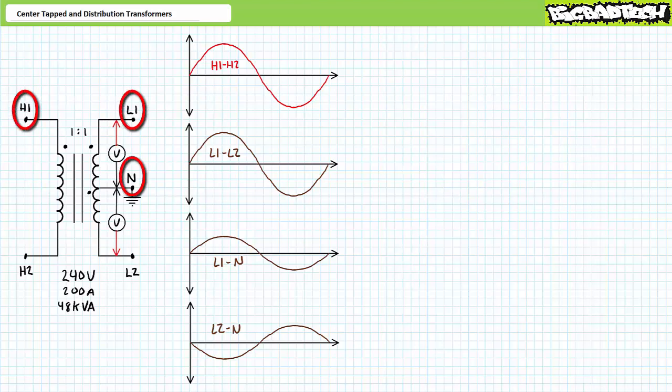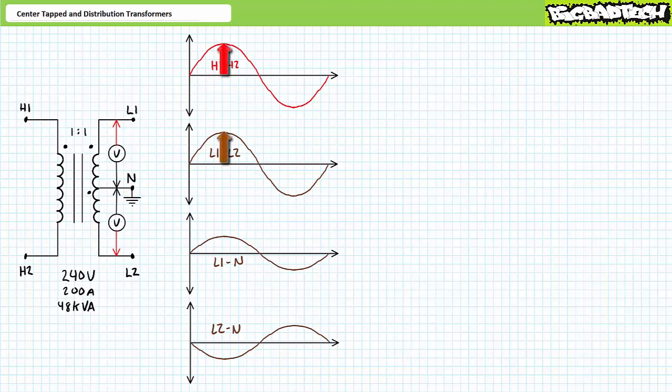When H1 is higher or more positive than H2, L1 is higher or more positive than N, and N is higher or more positive than L2. This also means L2 is lower or more negative than N. I say again, when N is higher or more positive than L2, this simultaneously implies L2 is lower or more negative than N.